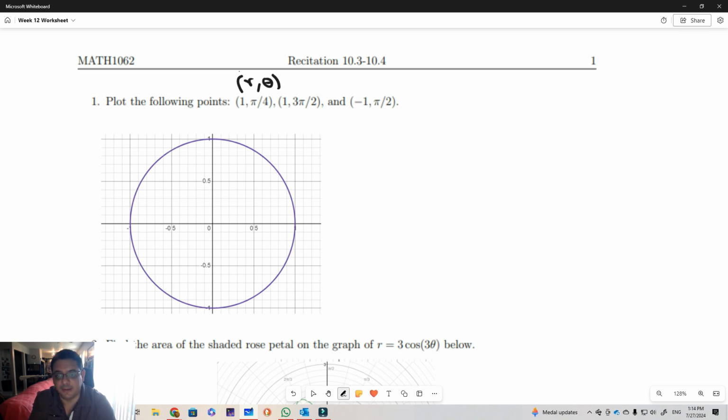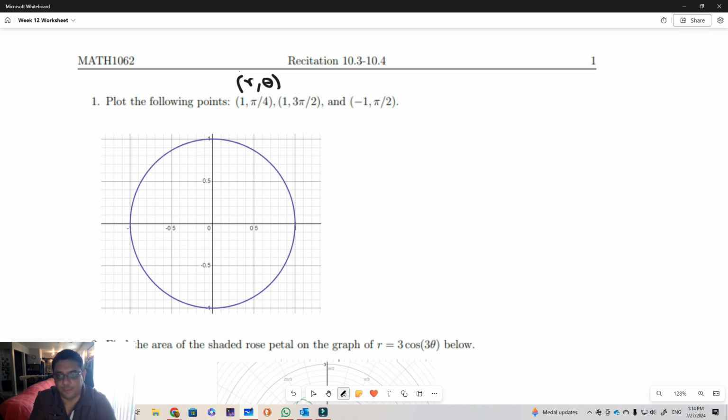Now notice that they all have radius equal to 1, except for this one, which is minus 1, so we're going to use the circle of radius 1. The minus 1 is going to make sense in a little bit. But essentially we have to take a look at what the angles are.